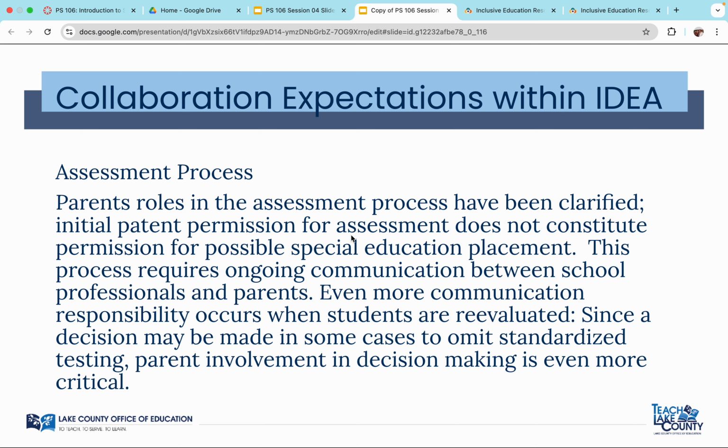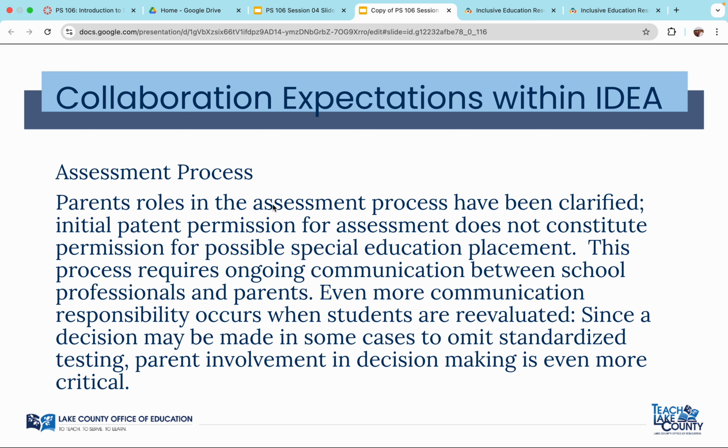Assessment process. Parents' roles in the assessment process have been clarified. Initial parent permission for assessment does not constitute permission for possible special education placement. This process requires ongoing communication between school professionals and parents. Even more communication responsibility occurs when students are reevaluated, since a decision may be made in some cases to omit standardized testing, so parent involvement in decision making is even more critical.